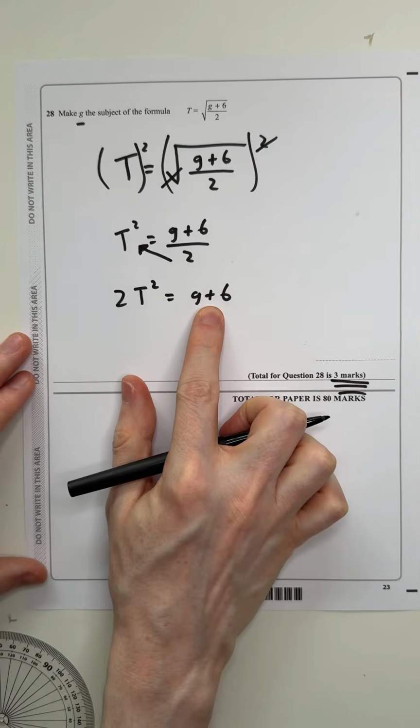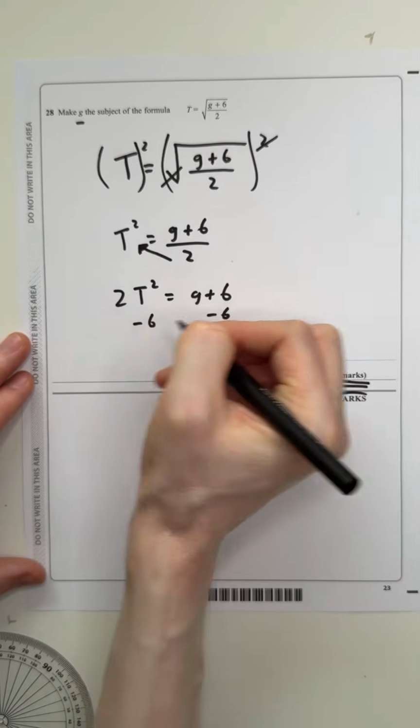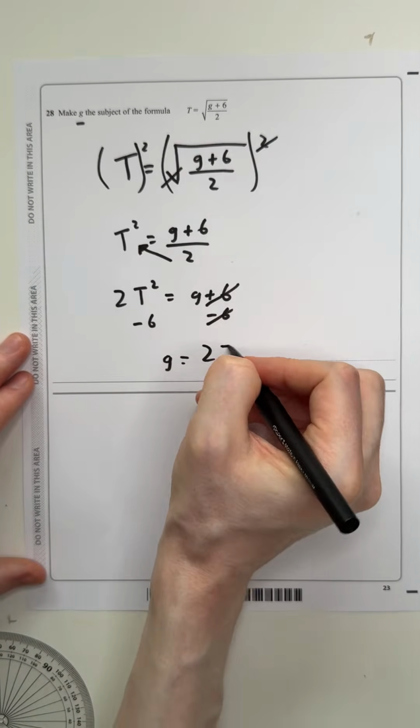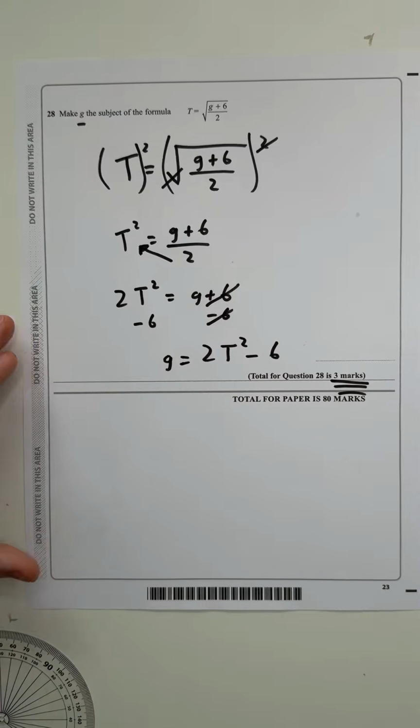The opposite of add 6: you want to get g by itself, so it's technically subtract 6 on both sides. On the right, 6 take away 6 will cancel, leaving us with g. Therefore, g is equal to 2 capital T squared minus 6. And that's it. With rearranging, making a letter the subject, you end up with something that looks slightly worse than what you started with, but that's just how it works. You're just moving things left and right, always doing the opposite. When you move a term over an equal sign, you always do the opposite.